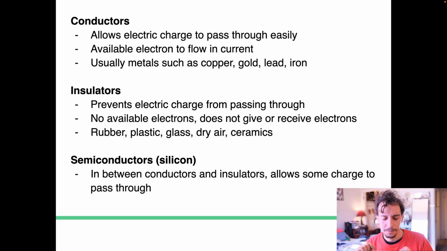The next material is insulators, which is rubber, something that we put on something that's conductive if we want to protect ourselves from being shocked. So an insulator is the exact opposite of a conductor. It prevents electrical charge from passing through.